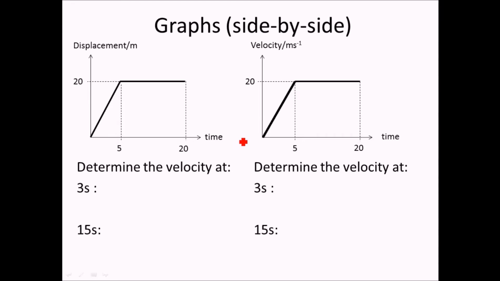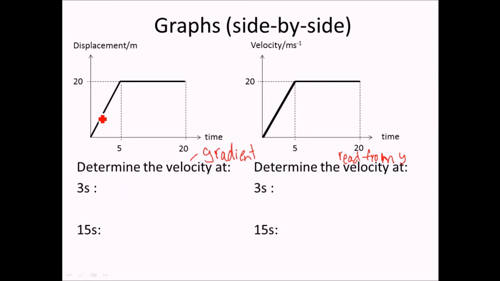For the second question, with the identical kinematics graph again, we are to determine the velocity in both cases. As you remember from the summary table, the velocity in the displacement time graph is the gradient, so you have to use the gradient to solve. However, for the velocity time graph, it's just read from the graph, read from the y-axis.